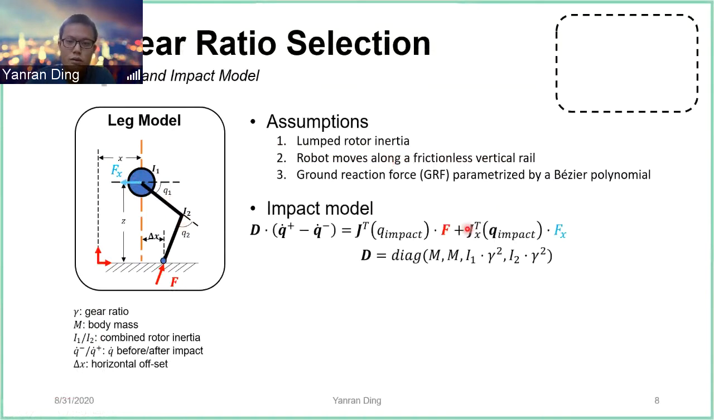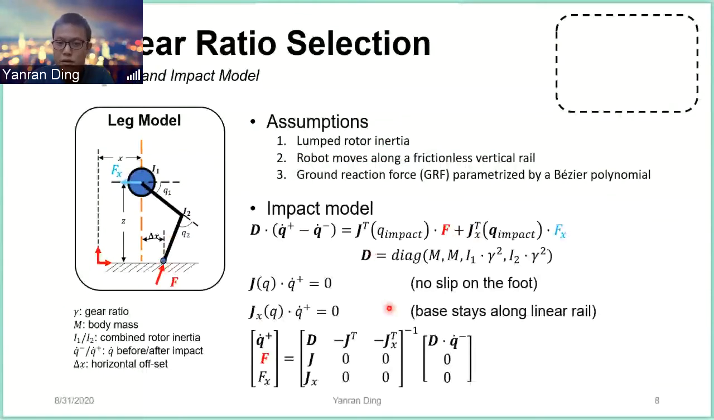So we want to calculate the impact force upon touchdown, and we use the impact model as shown here, which says the change of momentum is due to the impact force imparted by the ground and the linear rail. And we also have other constraints to say that the foot does not slip and the base does not deviate from the linear rail. And by solving this linear system, we can get the impact force.